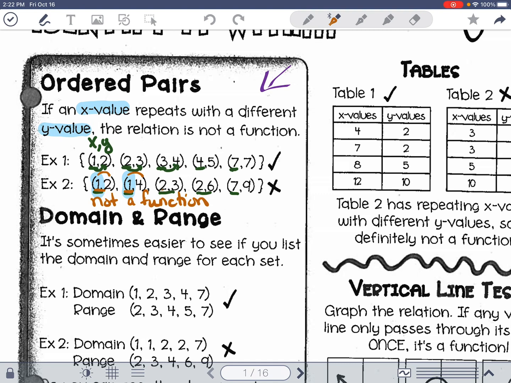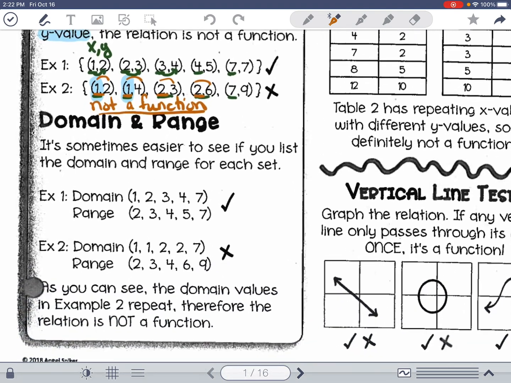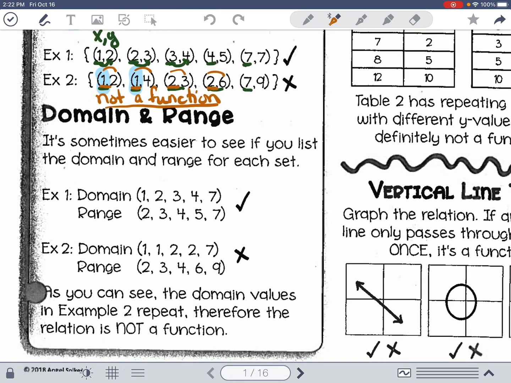Also, if you look at the input of 2, it's paired with a 3 and a 6. It can't happen. If it happens that way, it's not a function, okay? Sometimes it's easier to list the domain and the range. The domain are your x values. The range are your y values.